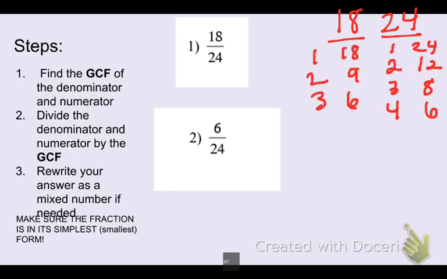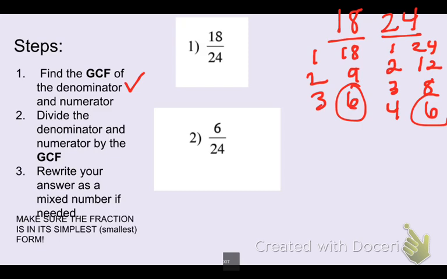So up on the screen, I have the factors of 18 and the factors of 24. I'm looking for the greatest, the biggest common factor. I can say that the greatest common factor they have is 6. So I did step 1, find the GCF of the denominator and the numerator. The numerator is 18 and the denominator is 24, and we found the GCF and we are saying that it is 6. The next step is to divide the denominator and numerator by the GCF.